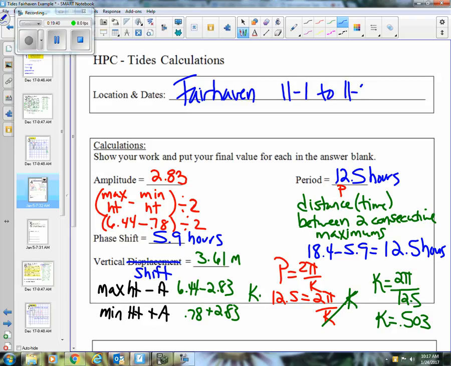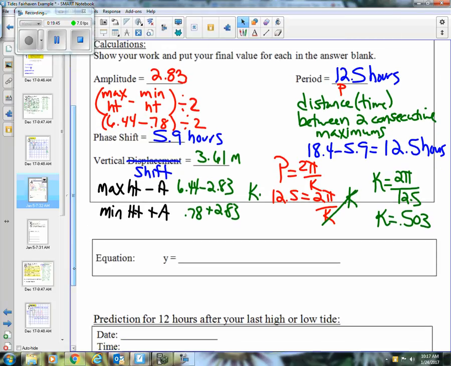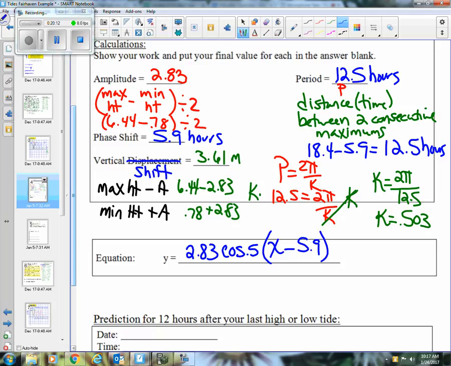From the first to the third, I can actually write the equation now. I can come up with what this whole equation is by putting all these values together. So y equals my amplitude, 2.83. I know it's not reflected because it started at a maximum. Cosine of my k value, which is 0.5, and I'm pretty sure it's 0.503, but I'll just put 0.5 for now because I'm not 100% positive on that. And then I need a value, so for my variable, which I said was x, that's hours past midnight, minus the phase shift, which was 5.9 hours, and then plus the vertical shift 3.61. All right, so I have my equation.